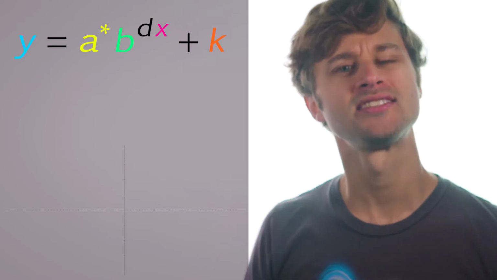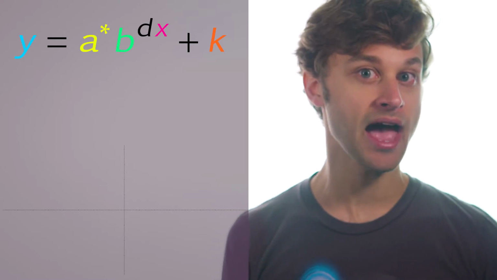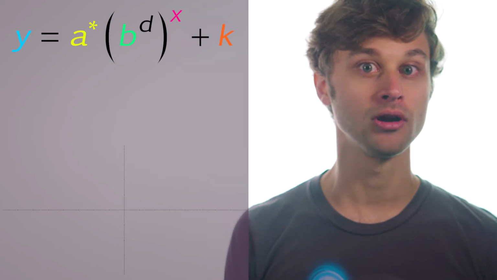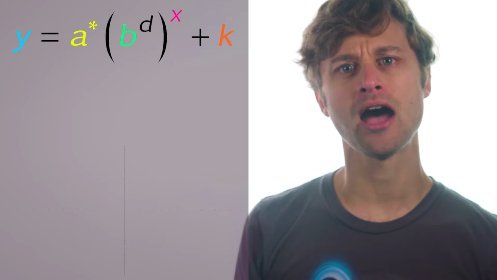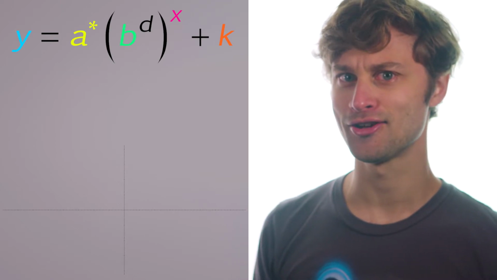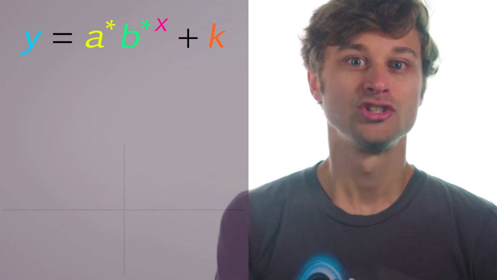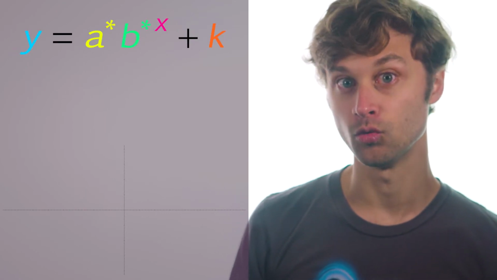Similarly with d. So let's set h equal to 0. And if I have b to the dx power, that is the same thing as saying b to the d power to the x power by properties of exponents. But b to the d power is just another number, so I can call that number b. So d just does the same thing that changing b would do.